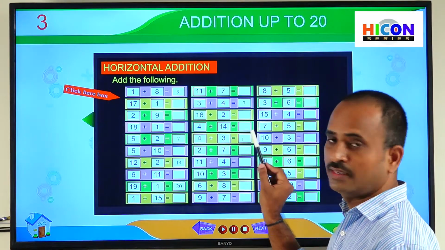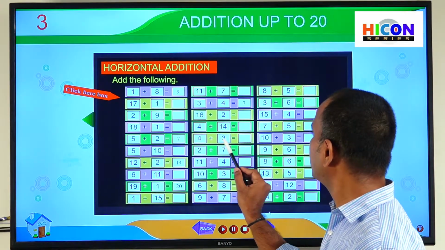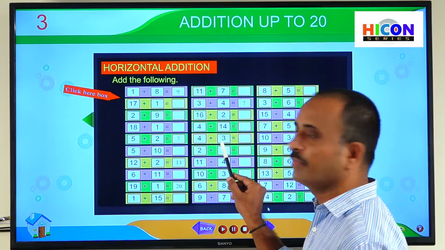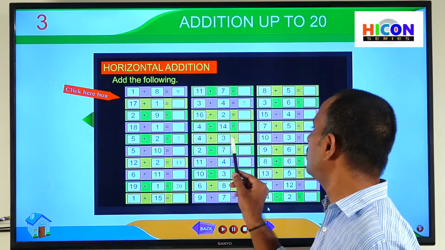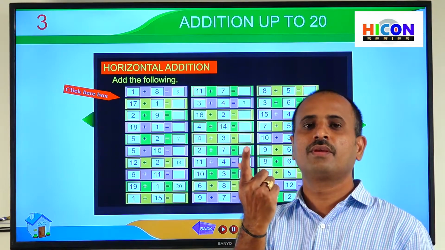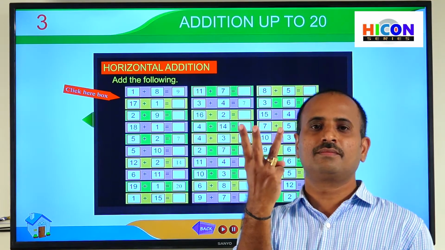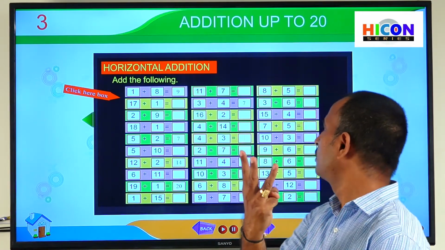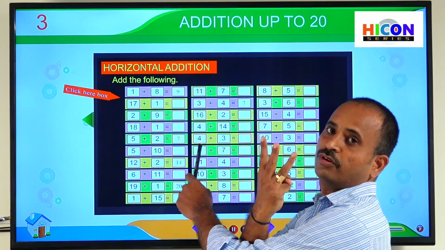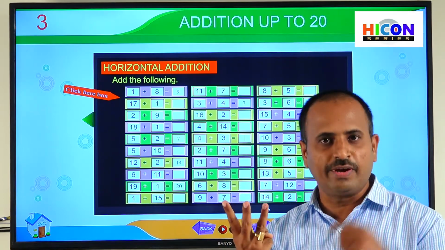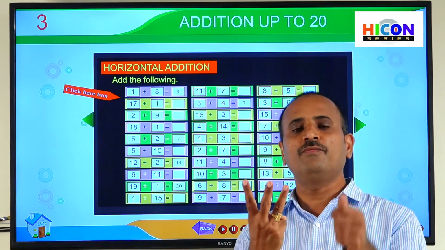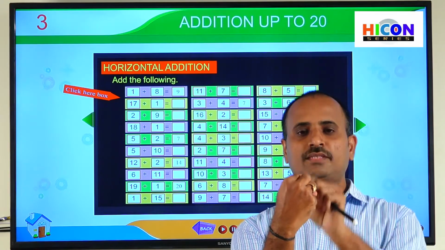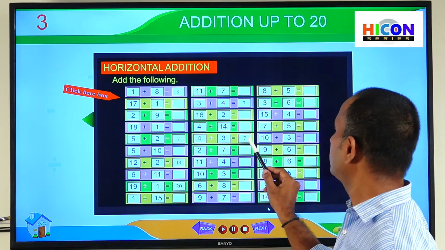Next children, see this problem. 4 plus 3. This addition can also be done by using our fingers. So what is the second number here? 3. So open 3 fingers of your hand. 1, 2, 3. And now start counting from the first number in the addition. So what is the first number here? 4. After 4 we will get 5. So start counting from 5. So 5, 6, 7. So write 7 here.